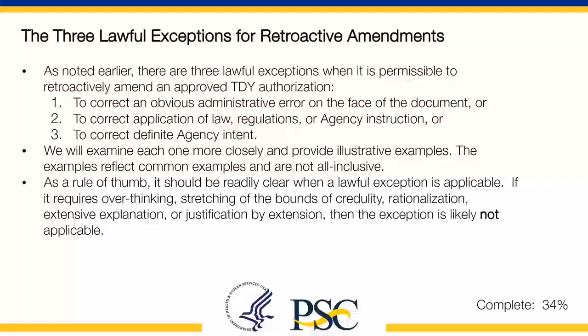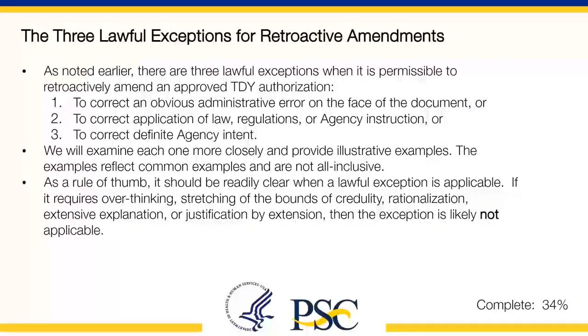As noted earlier, there are three lawful exceptions when it is permissible to retroactively amend an approved TDY authorization. 1. To correct an obvious administrative error on the face of the document, or 2. To correct application of law, regulations, or agency instruction, or 3. To correct definite agency intent. We will examine each one more closely and provide illustrative examples. The examples reflect common examples and are not all-inclusive.